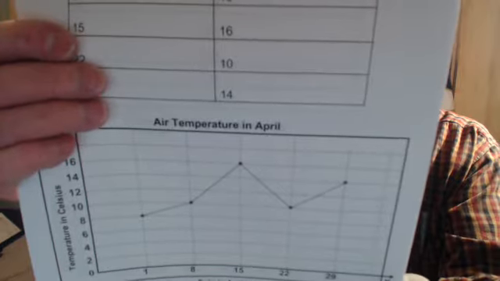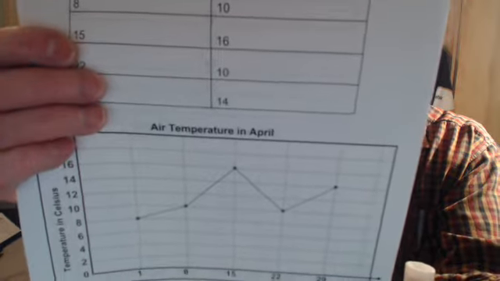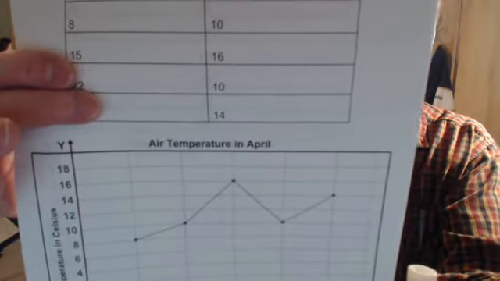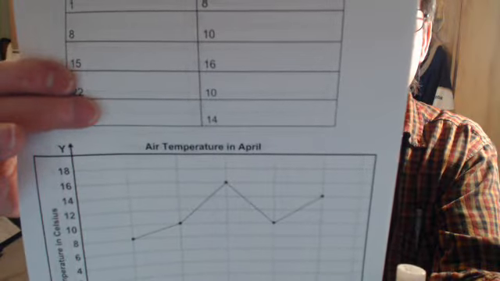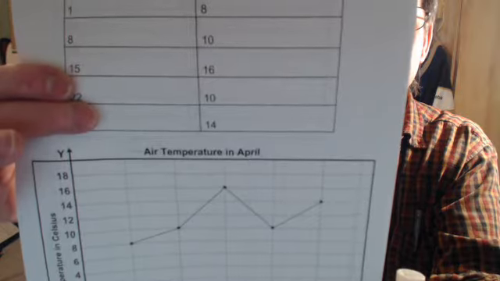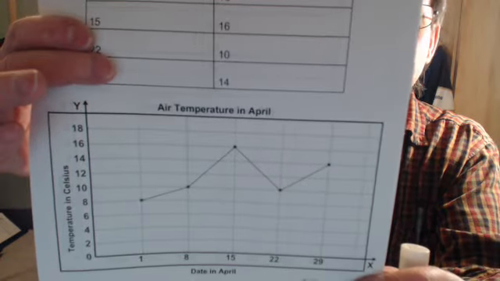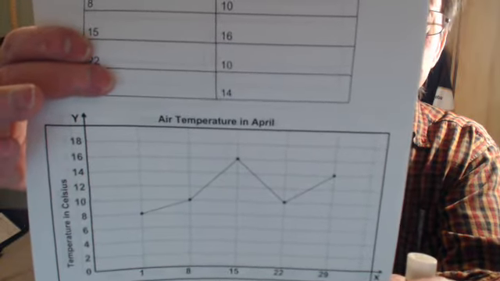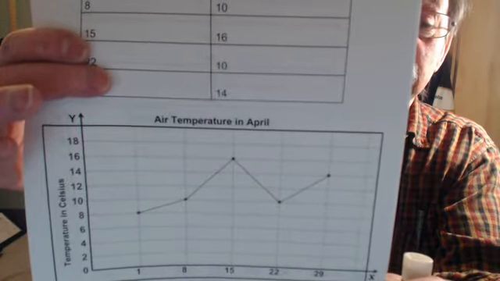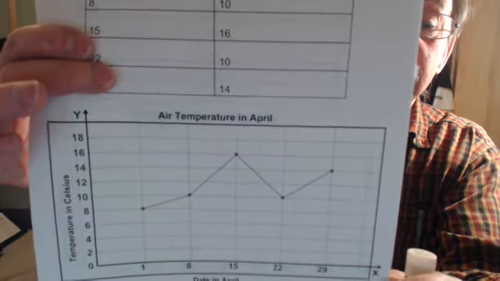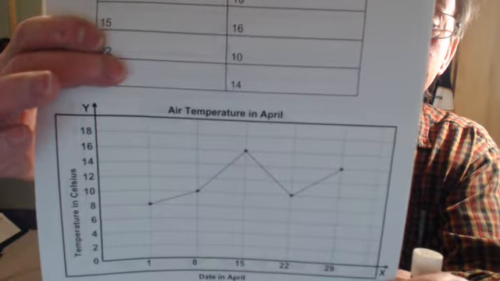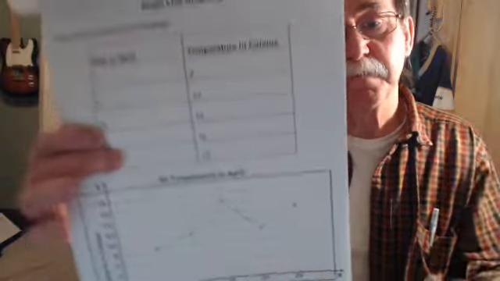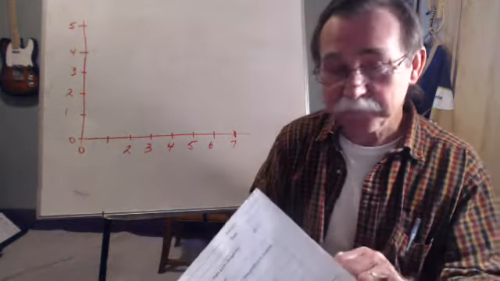That tells me that in April, on the 1st of April, the temperature was 8 degrees. And then a week later, the temperature was 10 degrees. Another week later, it went up to 16, which is a reasonably nice spring day. And then it went down again, and then it went up again. So this tells us a story of the weather and the temperature in particular.